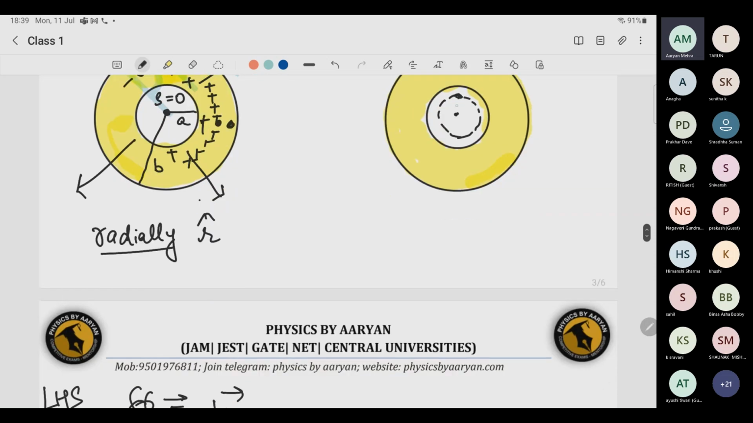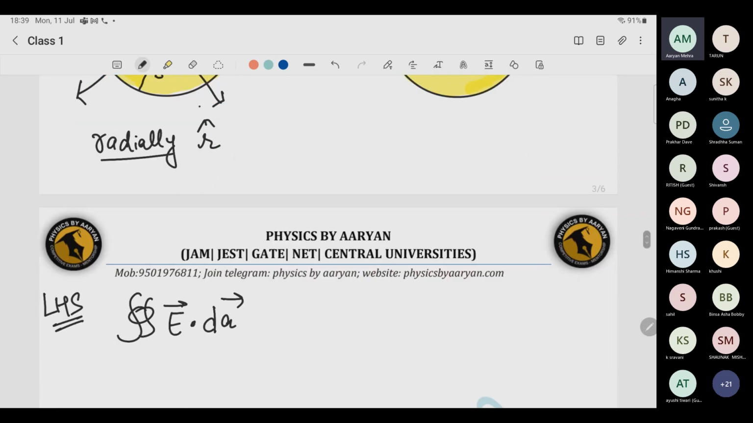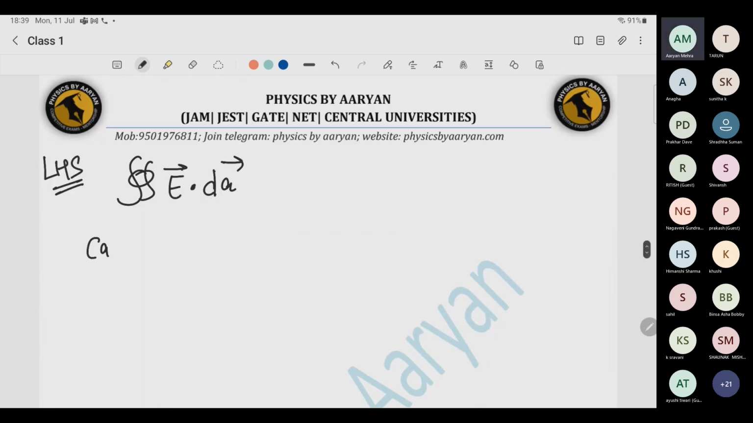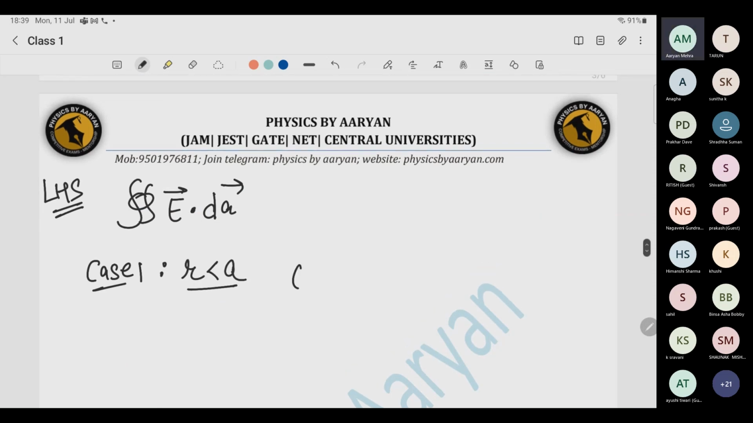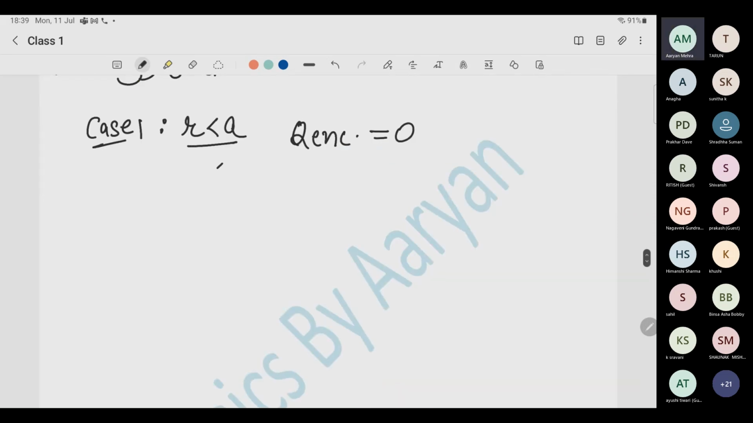Why? Because tell me what is the charge enclosed within this Gaussian surface. It is 0. So case 1, r is less than a. The charge enclosed is 0. So your E dot dA is 0. This simply means your electric field is definitely 0.